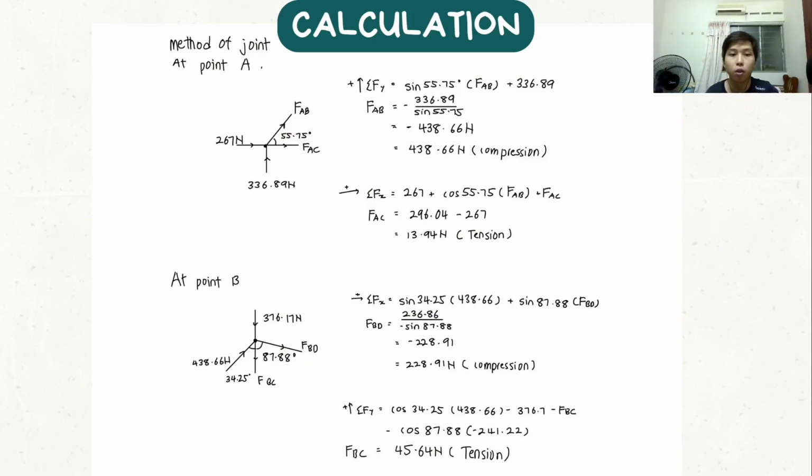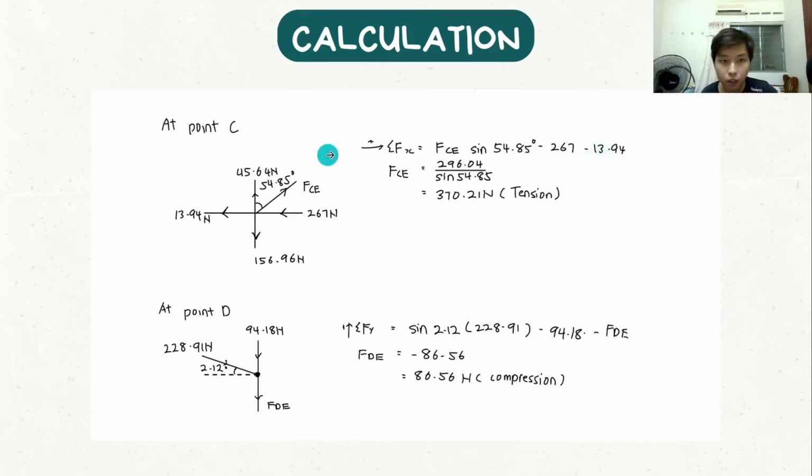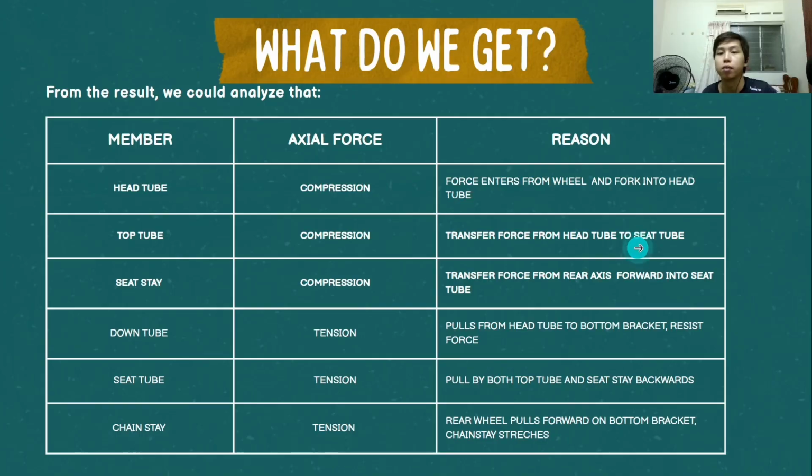After that, we start at point B. For member BD, we found that it was 238.91 Newton, which is in compression. After that, the force in member BC is equal to 45.94 Newton, which is in tension. At point C, the force in member CD is equal to 370.21 Newton, which is in tension. And lastly, at point D, the force in member is 56.56 Newton, which is in compression.